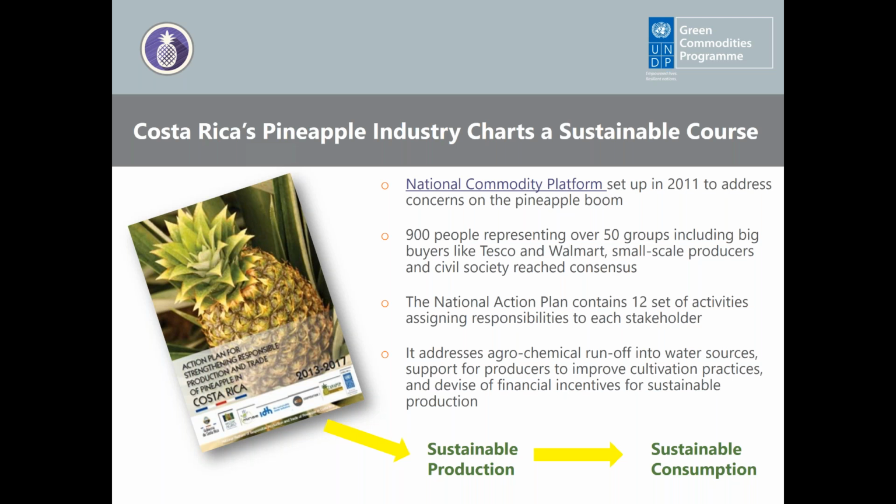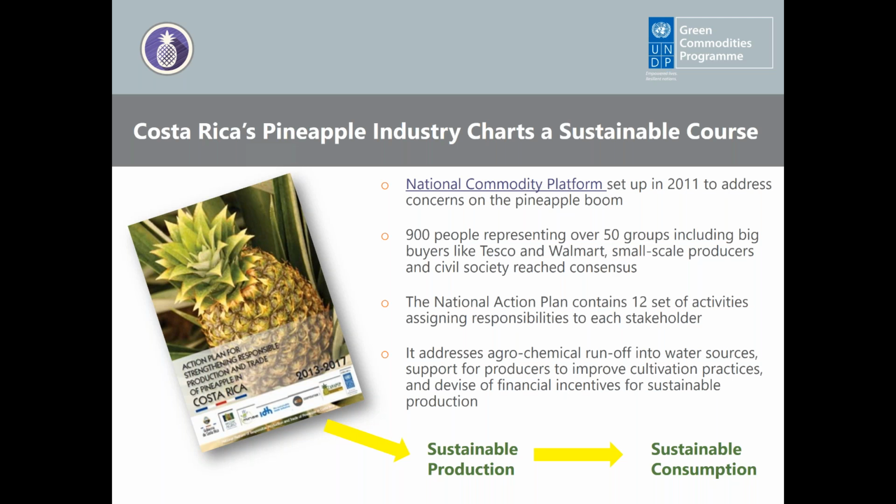This plan contains 12 activities that assign responsibilities to each stakeholder, and it addresses several issues, including agrochemical runoff into water sources, support for producers to improve their cultivation practices, and they develop financial incentives for sustainable production.